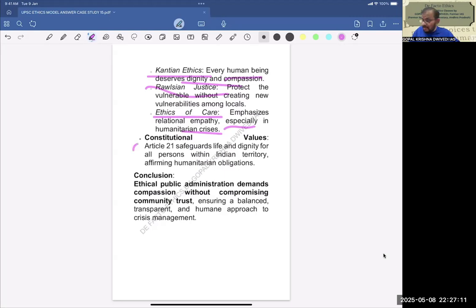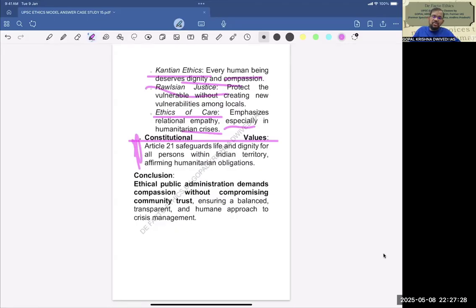Then constitutional values or constitutional morality in the Indian Constitution. Article 21 safeguards life and dignity for all persons within Indian territory, affirming humanitarian obligations. So this is again important to mention here.